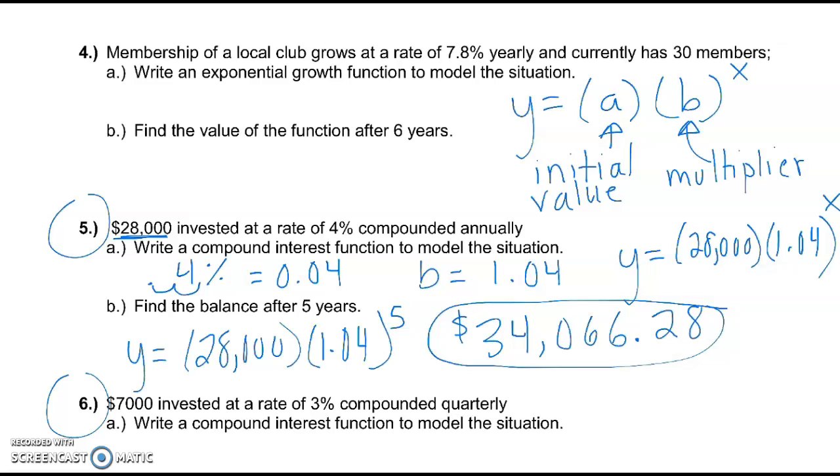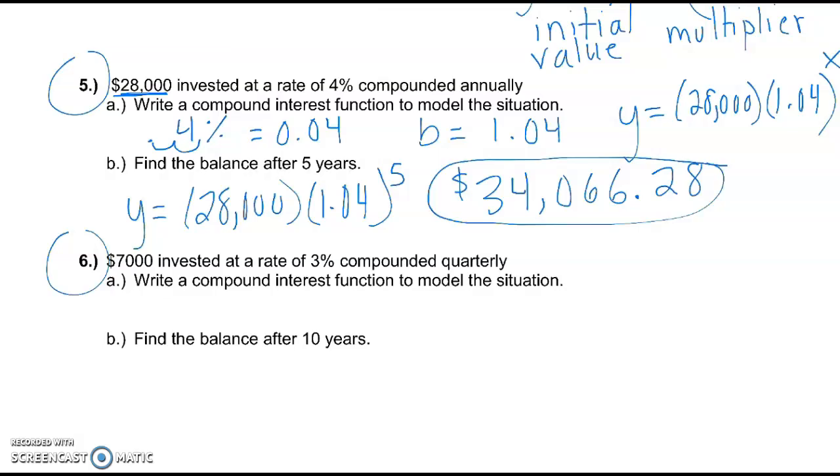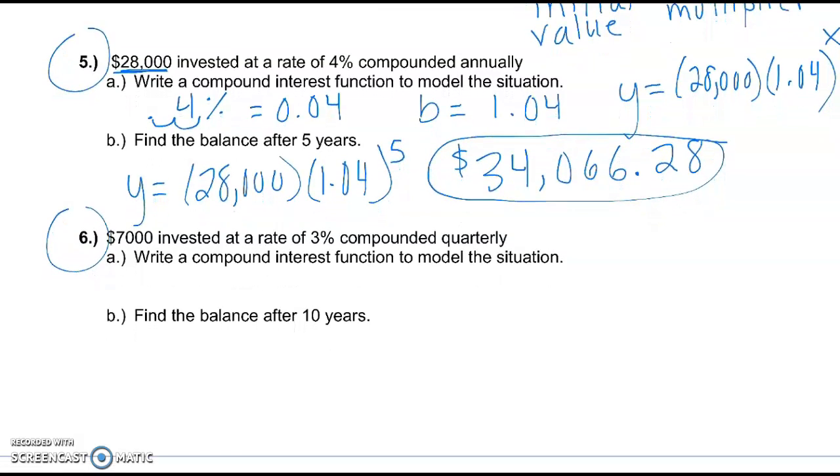Okay. Let's try another one. Let's take a look at number 6. This one says $7,000 invested at a rate of 3% compounded quarterly. Now instead of getting the money at the end of the year, we're going to get 3% over the course of a year, but we're going to get a little bit of it every quarter. There are 4 quarters in a year.